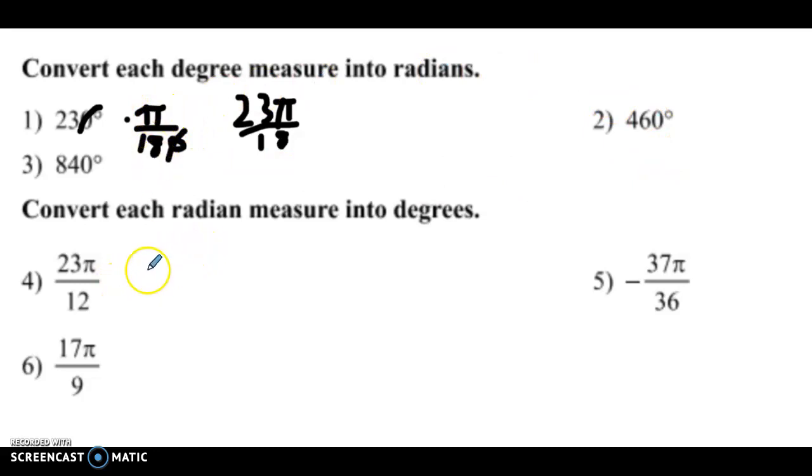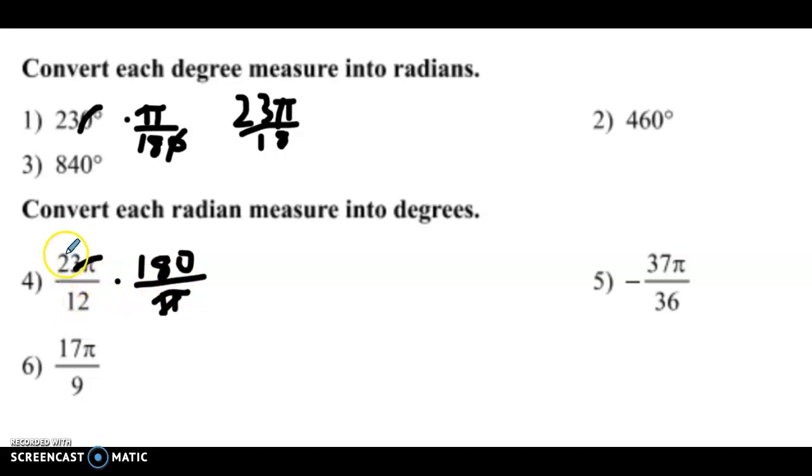To convert from radians to degrees, we're going to do the opposite. We're going to multiply by 180 over pi. And if you notice, these radian measures already have a pi in them. And so dividing by the pi cancels the pi out. And then we have this value here that can reduce.